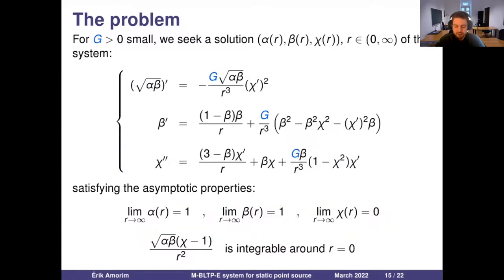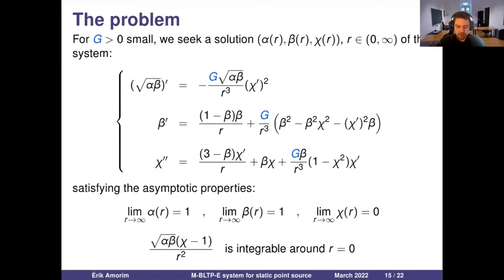So this is not an initial value problem. It's a system of ODEs, but not an initial value problem, because you don't know the value at any value of r. You just have asymptotic properties. So you're going to study this as some heteroclinic orbit of a dynamical system. That's the idea. I want to point out that the equation for chi is of second order.